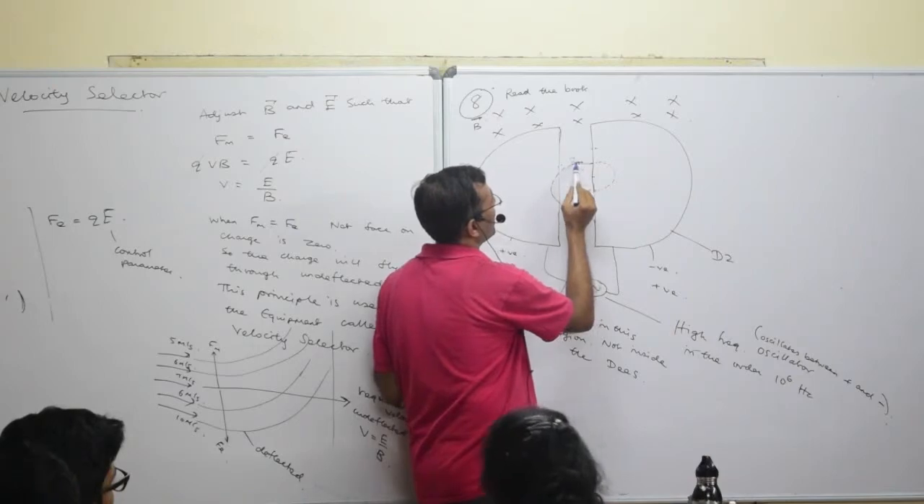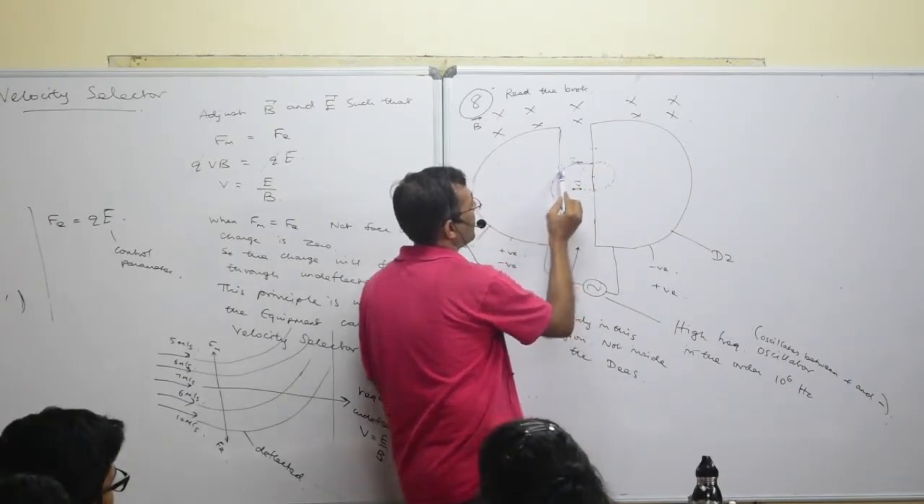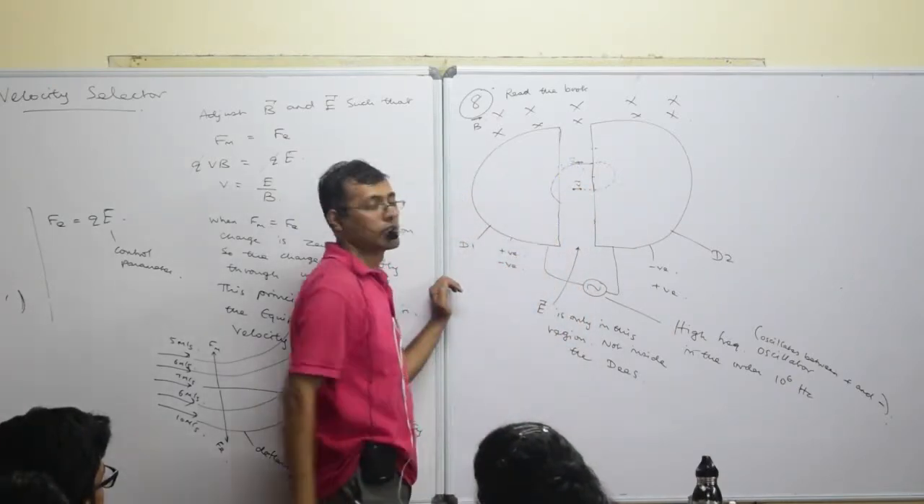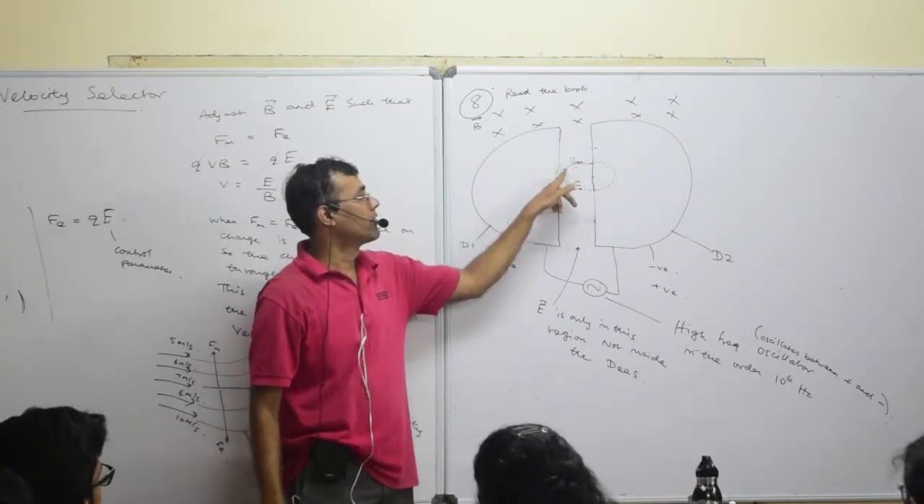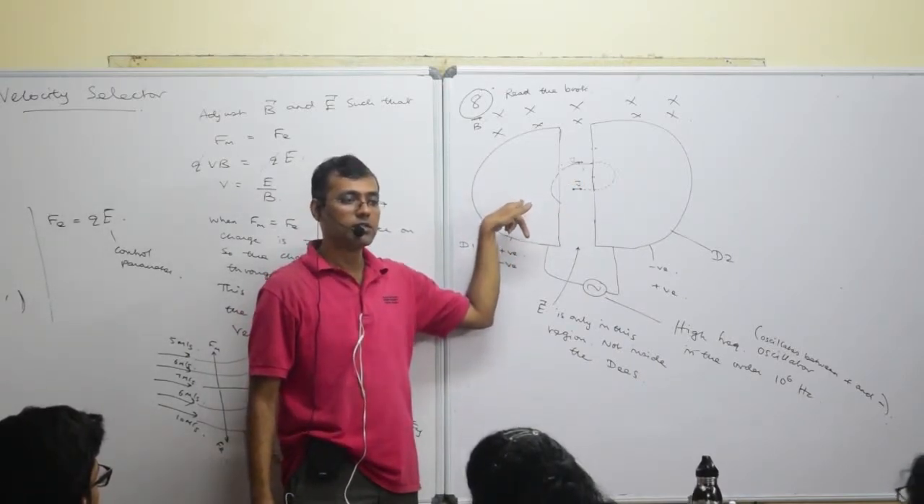So what will happen is, by the time it just comes in here, again it will be acted upon by the magnetic field here, right? So in the magnetic field with the velocity, what will happen? It will again take a circular path.